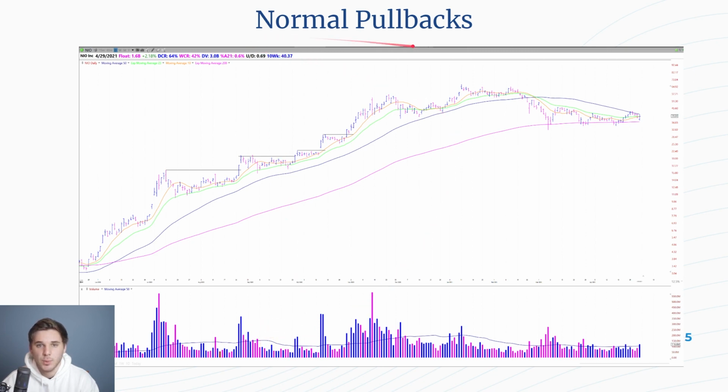That is the key to a normal pullback: low volume and a drift in, versus a sudden drop in just a few days. So that is what a normal pullback looks like.